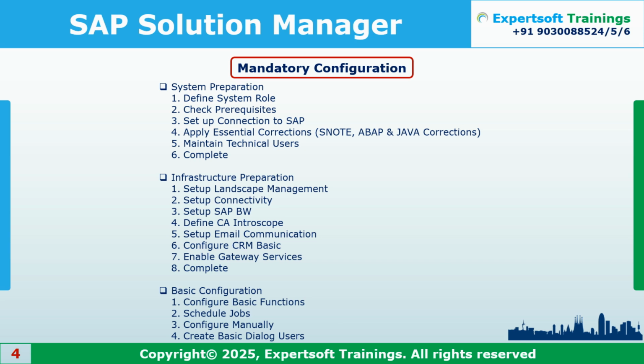These are the phases: define system role, check prerequisites, set up connections to SAP. There is a connection, so if anything happens to our system, SAP has to connect to our system and check, just like a doctor checks, right? So we need to establish a connection to SAP. Whenever it is needed you can activate them. If not, you can just keep it like that.